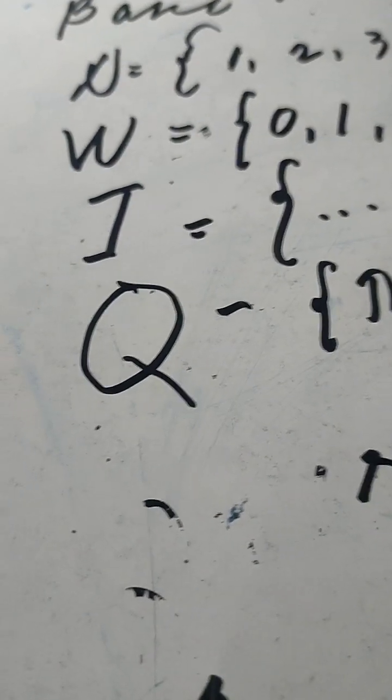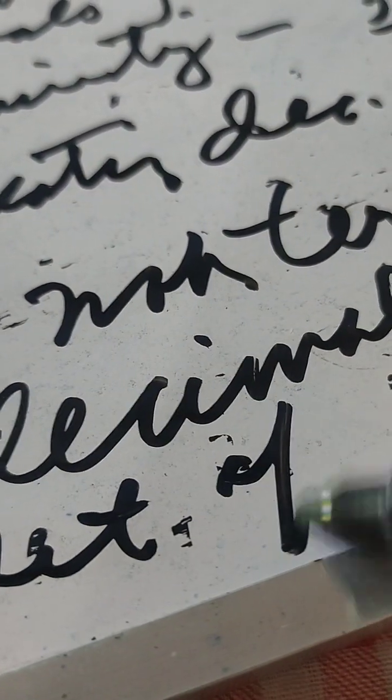And then lastly, we have R, which speaks of the set of real numbers. This speaks of the set of rational and irrational numbers. Okay, so that's it.